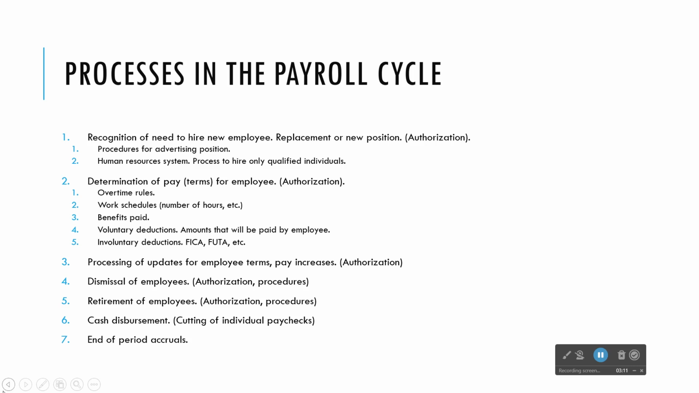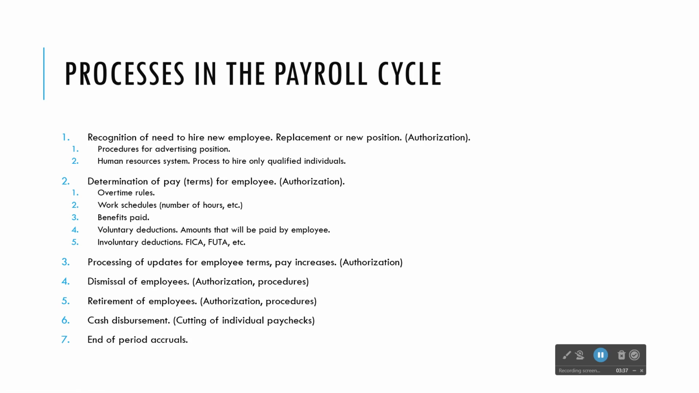The pay terms for employees is another authorization process. You have overtime rules that apply, and these rules apply because of federal statutes. The benefits that are going to be paid, these come about because of the practices of the company. The company has rules as to how they are going to be paying benefits, what benefits are going to be paid.